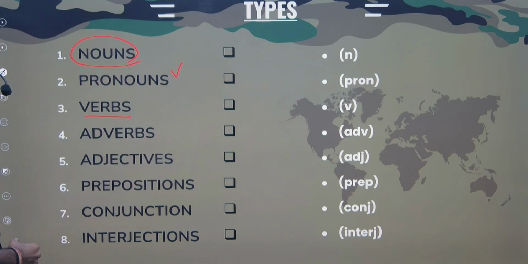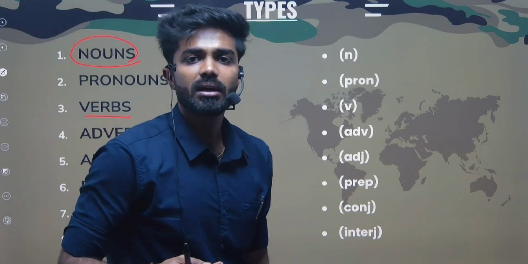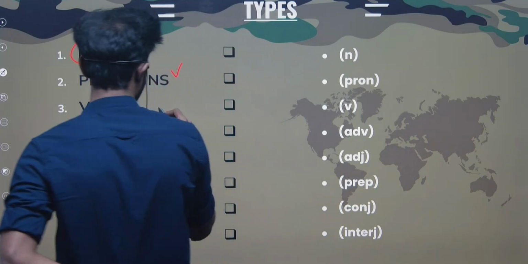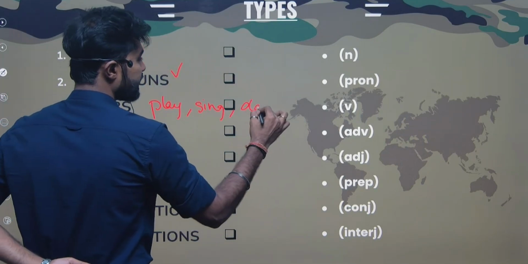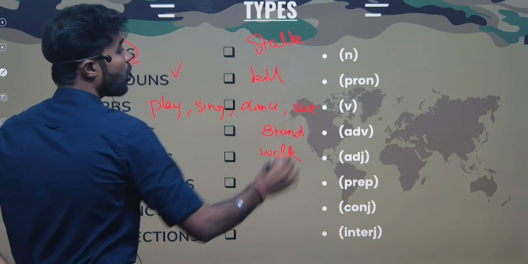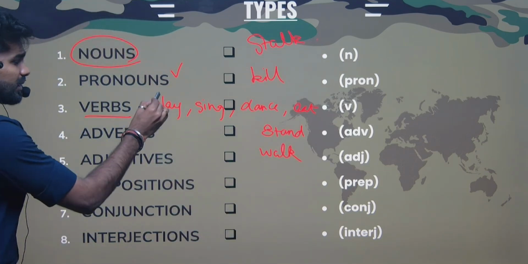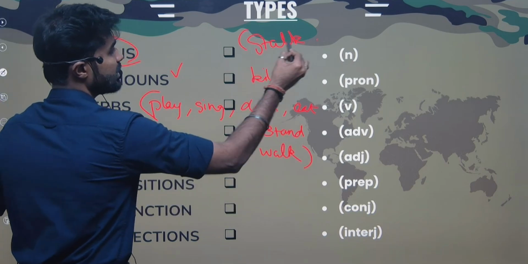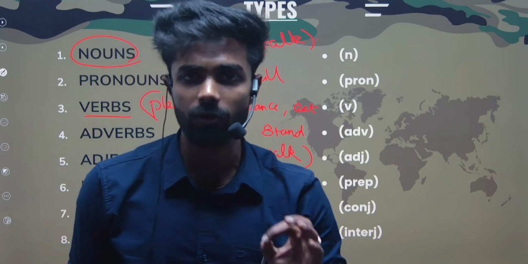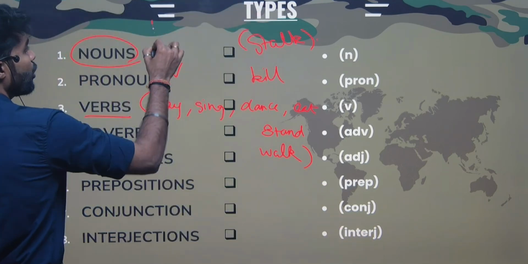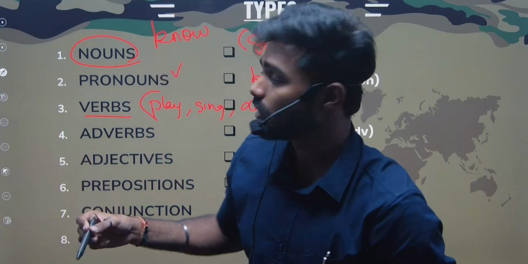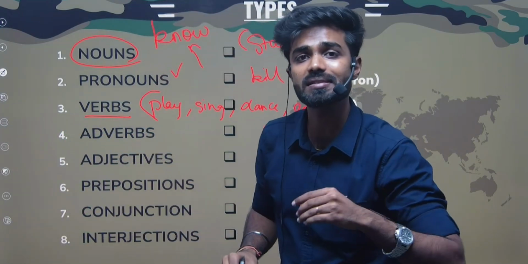Let me talk about verbs. What do you mean by verb? Verbs are your action words, or verbs can be a state of being. For example, play, sing, dance, eat, stand, walk, kill, stalk. All are your verbs. These are all your action verbs. I told you verbs are also state of being. For example, know, K-N-O-W. Know is also a verb. But why? Though it is not an action, it is a state of being.